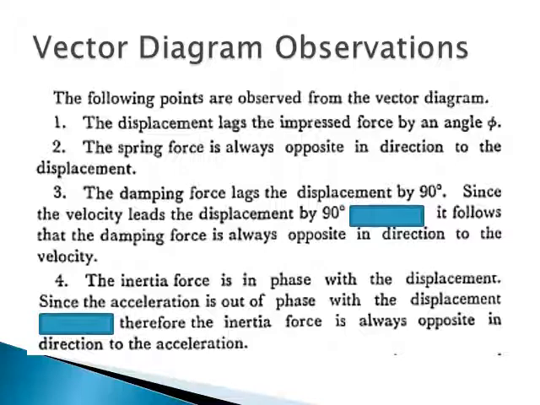The damping force lags the displacement by 90 degrees. Since velocity leads the displacement by 90 degrees, it follows that the damping force is always opposite in direction to the velocity, and the inertia force is in phase with displacement. The direction of x and the direction of m x double dot, m x omega square, will be the same.